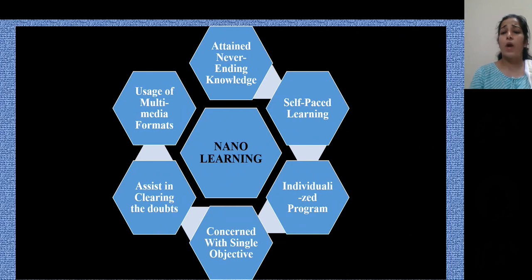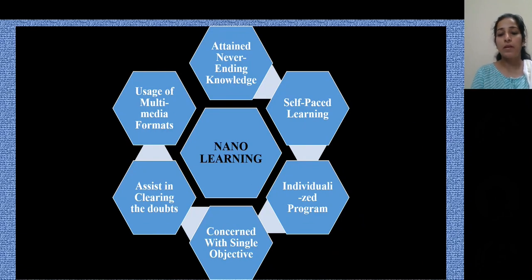Then we are taking one objective at a time. That means if you are teaching a learner a topic, you can take one objective at a time, but you can extend up to 3 objectives. That means we have taken that in a short span of time.